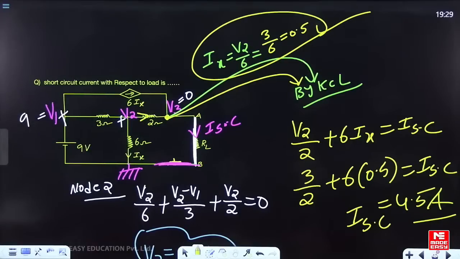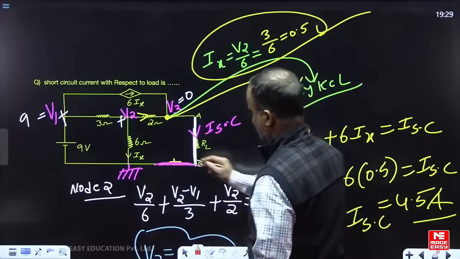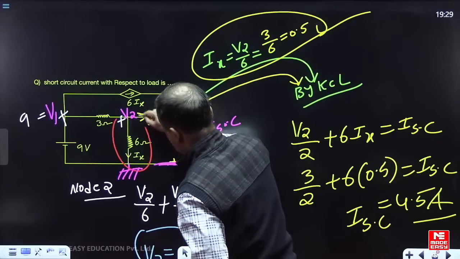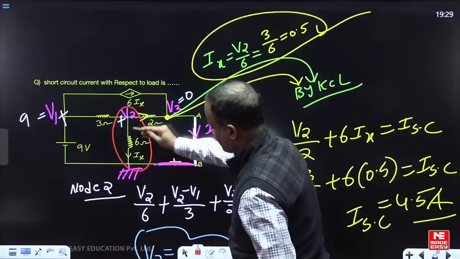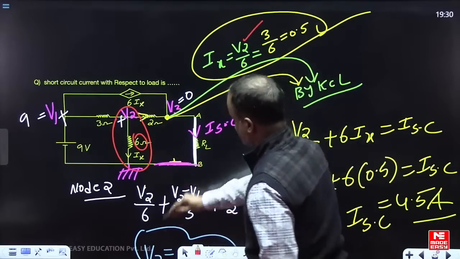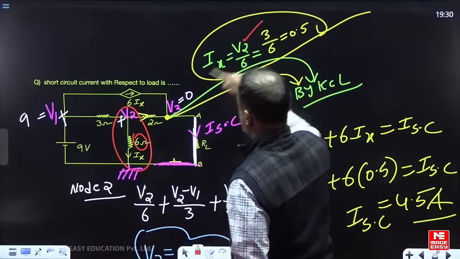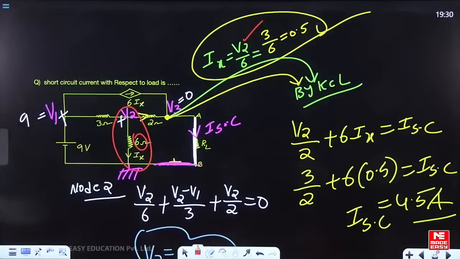4.5. Very good. How to calculate IX? Rahul Kumar, IX is the current of this branch. Look carefully, it is given in the question. You know the V2 value and the resistance value. V2 is 3 from the calculation, the resistance is 6, and 3 by 6 is 0.5. Okay Rahul Kumar.